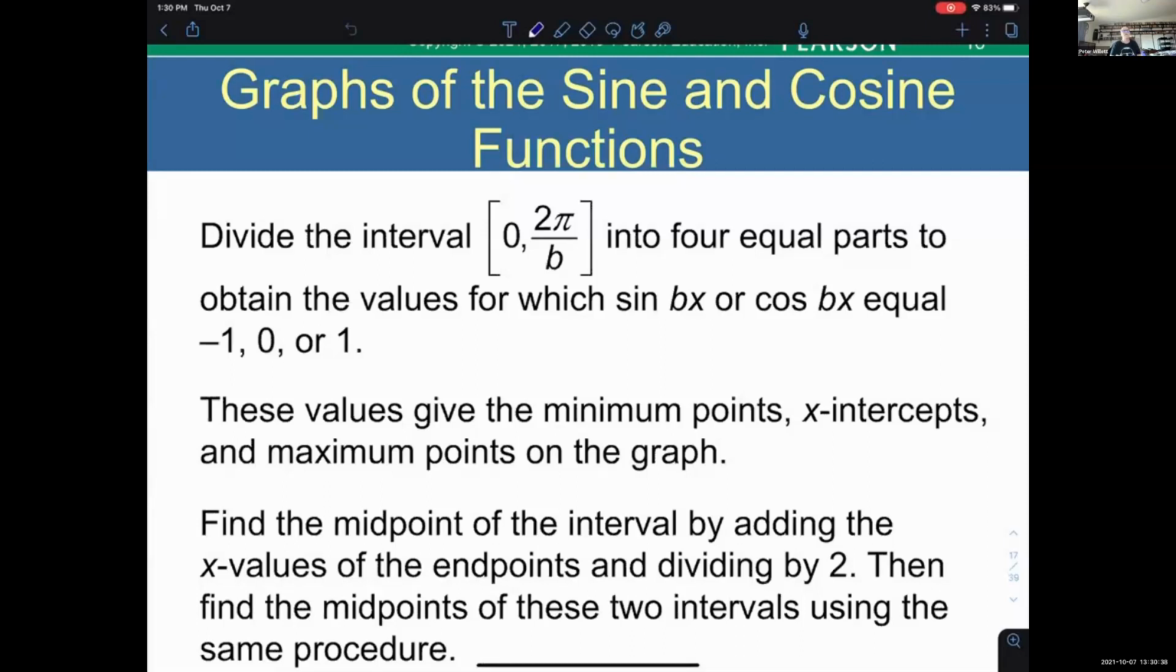So these values give the minimum points, the x-intercepts, and the maximum points on the graph. I was focusing on the top and the bottom of bumps because those are kind of the easiest ones to find, but all of the values will be sort of squished in from where they were before.